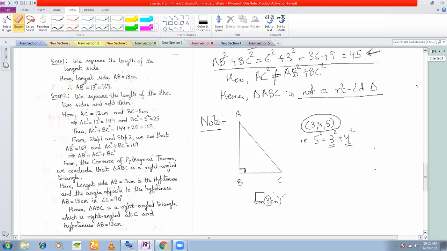Say if this one would be 6 centimeters or 7 centimeters, that will not work here. Okay. Let us take another example. Let's say the hypotenuse is given to you as 13 centimeters. So what do you know? You know 5, 12 and 13 to be a Pythagorean triplet, right?